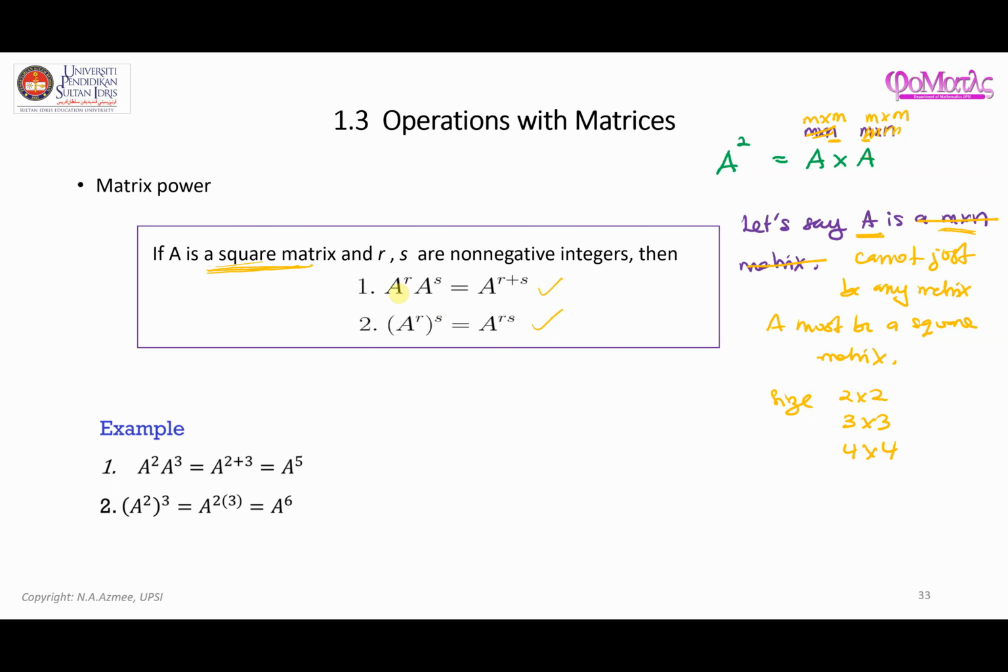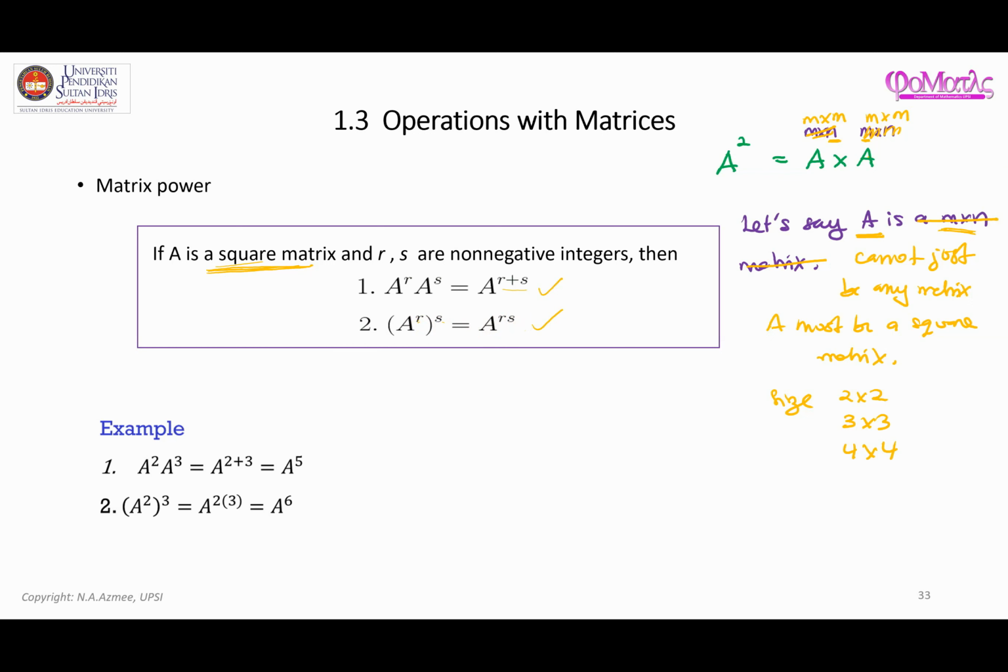Okay, so when you have A to the power of r times A to the power of s, the exponents can be combined together, so we have A to the power of r plus s. And when you have A to the power of r and here we consider another exponent s outside, we can simplify that by multiplying these two together. So here we have A, and the exponent is r multiplied by s.